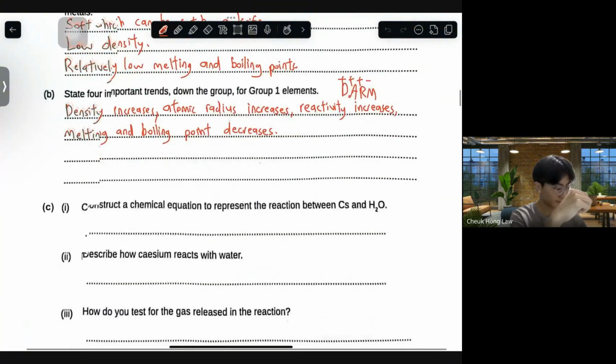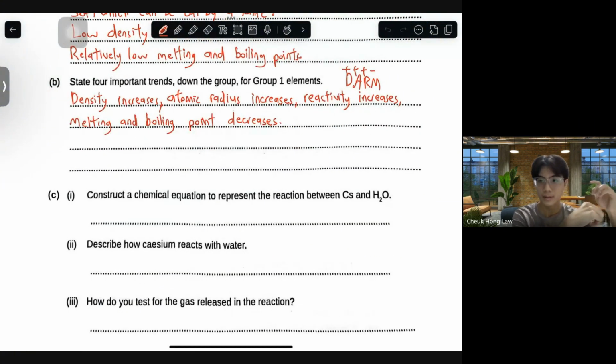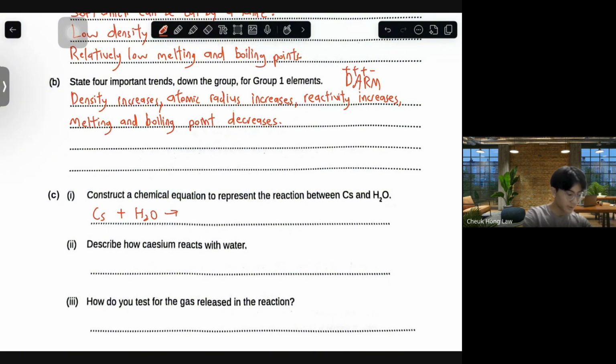All right, then let's look at part C. Construct a chemical equation to represent the reaction between cesium and H2O. That is your group 1 metal plus water reaction. Cesium is Cs plus H2O. Group 1 metal plus water, you'll get your alkali and hydrogen. Your alkali is a metal hydroxide, so you'll get CsOH plus hydrogen.